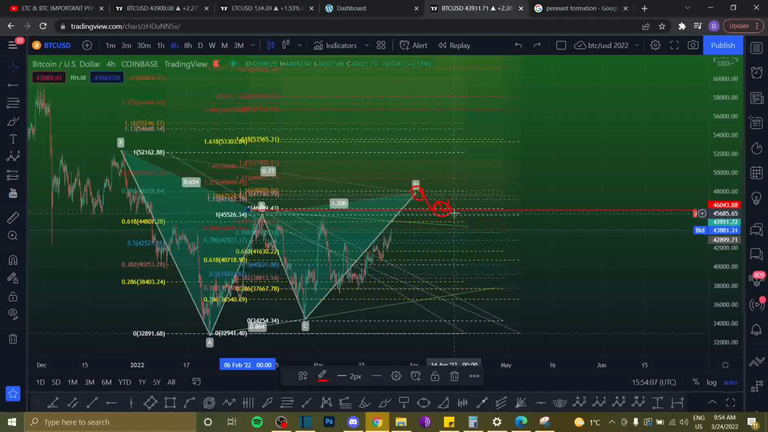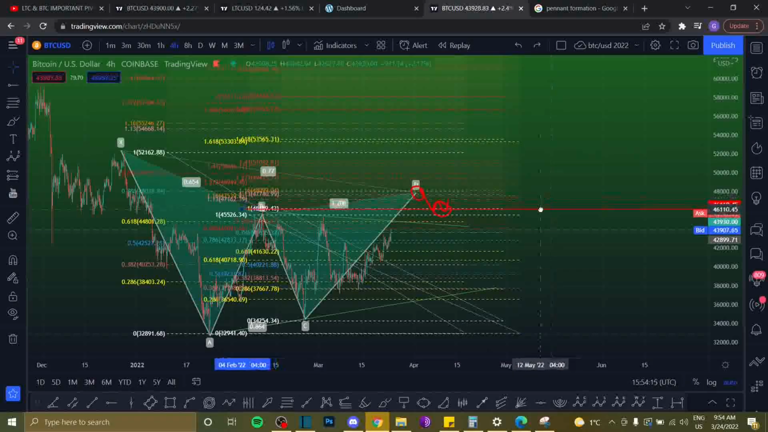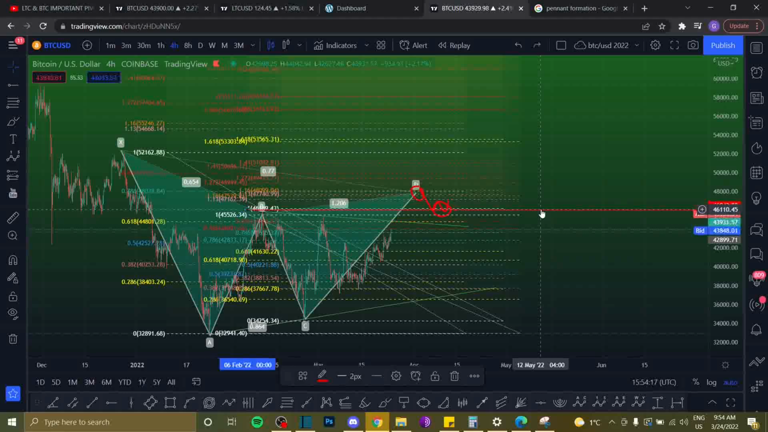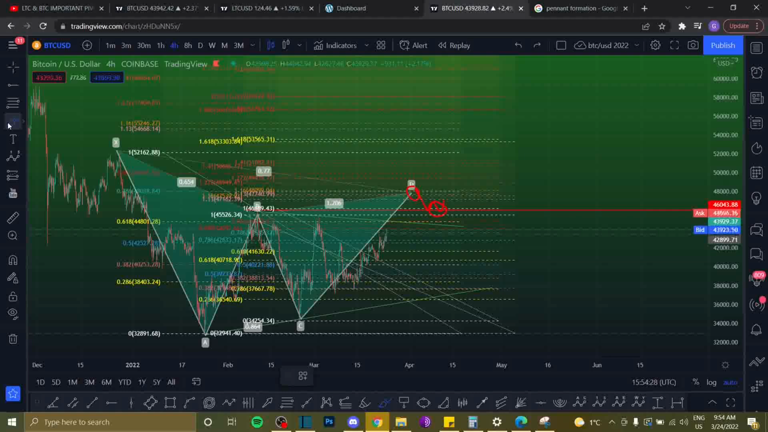What matters the most in this technical analysis for this $53,000 is that $46,000 flips as a support. What we need to happen is bulls need to step in and protect this $46,000 level. And that's something that we're going to witness together and play accordingly.